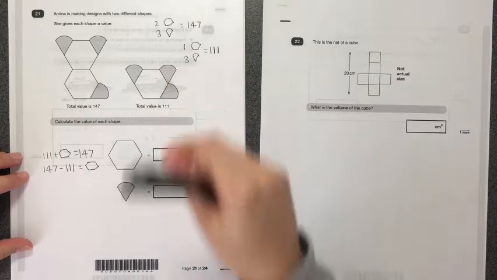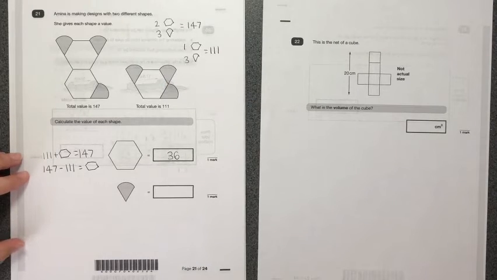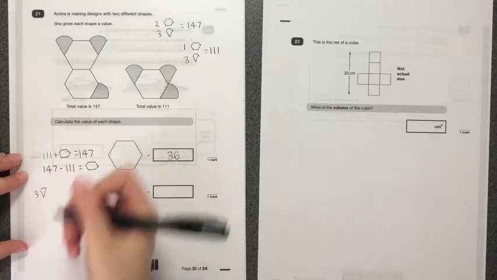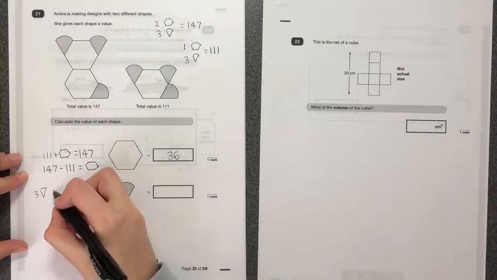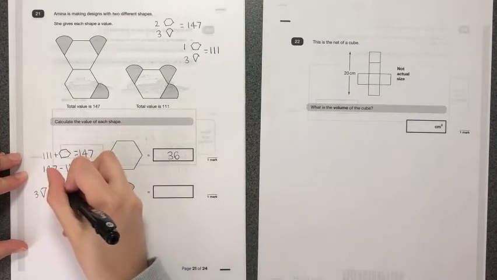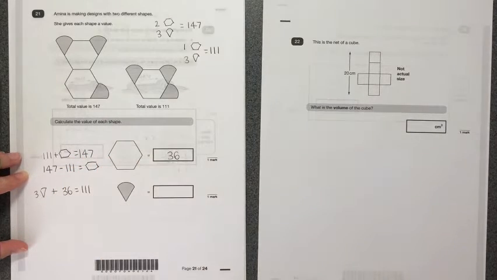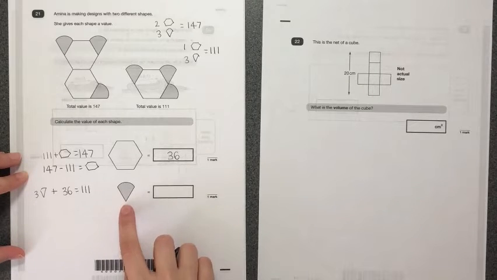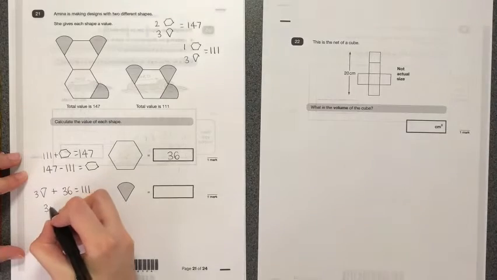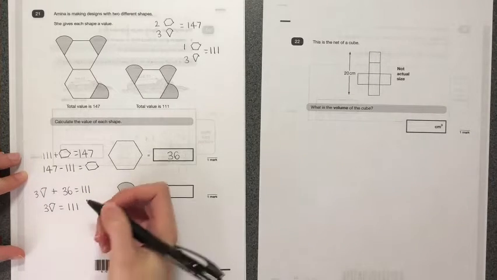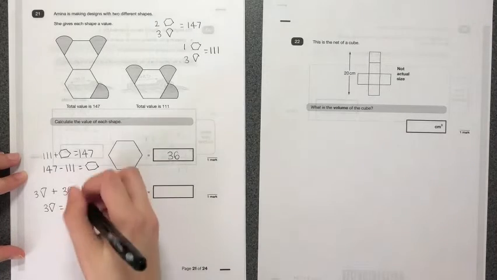The total value of this shape is 111. So we have 3 of these cone shapes plus our hexagon, which is 36, gives us 111. Now to work out the value of the 3 cone shapes, 3 cone shapes equals 111 minus 36.